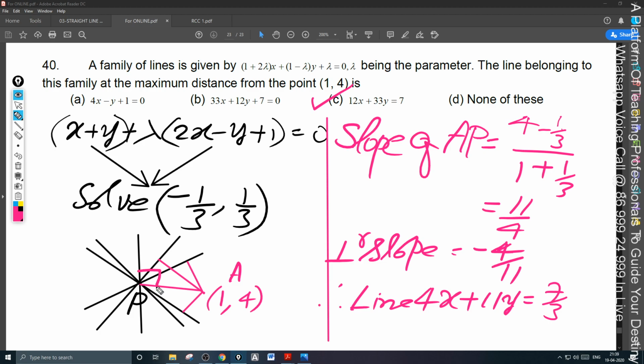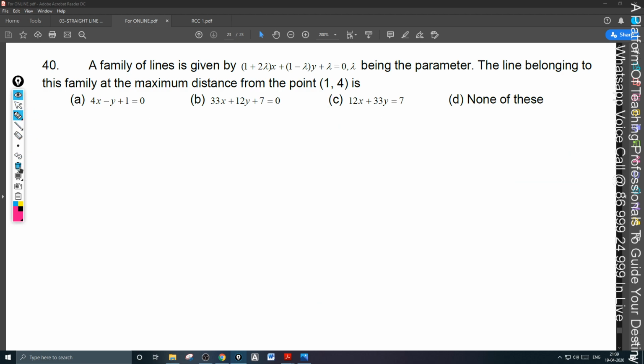Then what is the minimum distance line? The line which passes through both of these, that is A and P. Minimum distance means 0 there. So this is the maximum distance question in the set of concurrent lines.